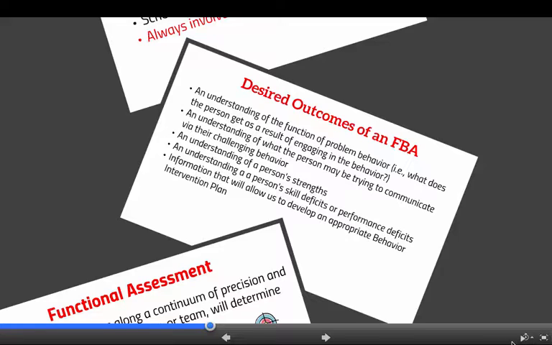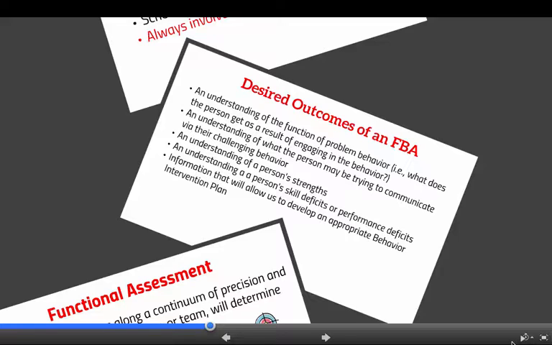And having said that, of course, we also want to understand a person's skill deficits and performance deficits. Skill deficit meaning that the person has an absence of a skill repertoire. There's something that is not there that needs to be there. A performance deficit is something that is intact. However, the person is just not performing it, may not have the motivation to perform it. So we want to know that as a result of the FBA process. What are the skill deficits? What are the performance deficits?